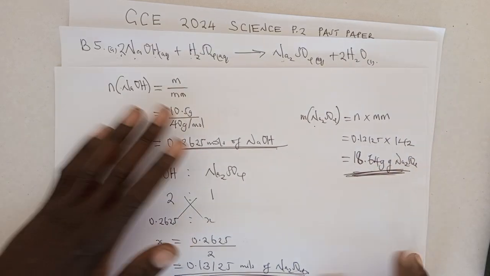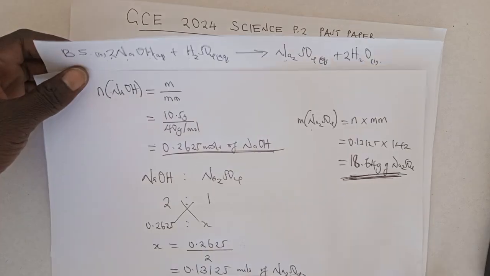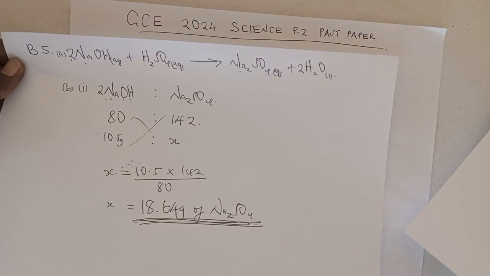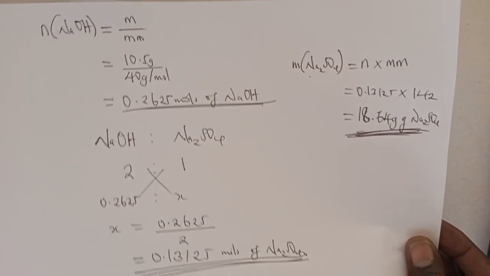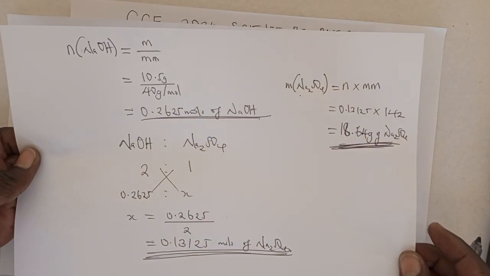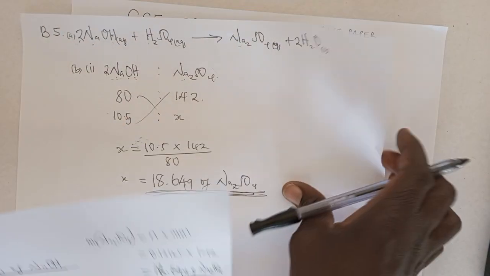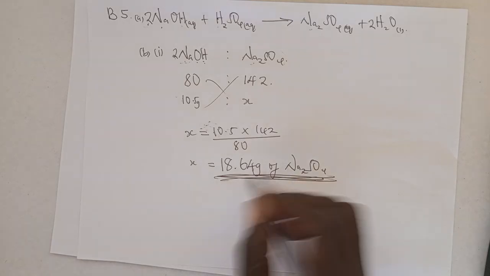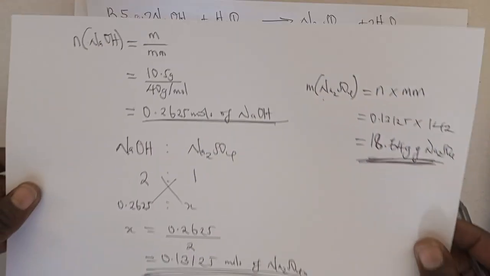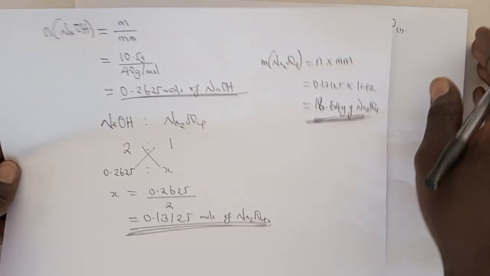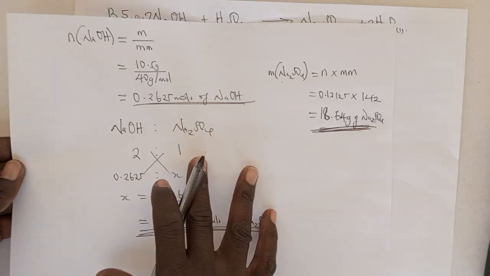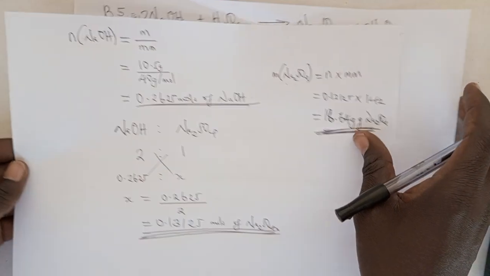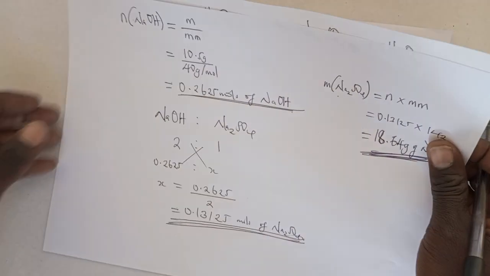So you can use either of the two. You can use this method or you use this method. But this method is quite involving for a 2 mark. So I would encourage you to consider this one, which is quite straightforward. This one is involving for 2 marks. You find that you enjoy solving this, but at the end of the day, you end up wasting quite some minutes on the same question.